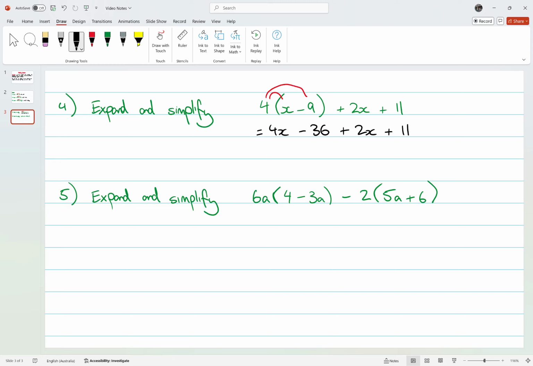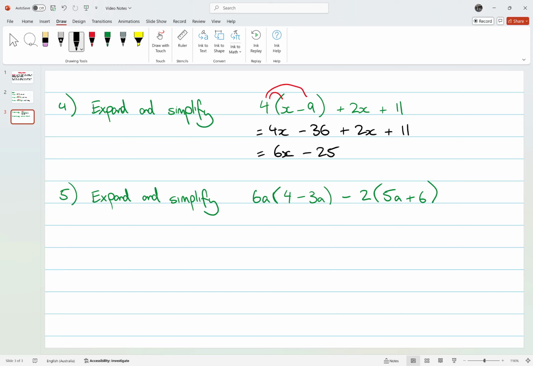I'm not multiplying the 2x and the 11 by 4 because that 4 is only related to the things that are inside the bracket. It has nothing to do with the 2x or the 11. Now that we have those, we can look to add and subtract our like terms. We can add the 4x and the 2x to give me 6x. Again, not 6x squared. You don't change the powers of letters when you're adding and subtracting. So 4x plus 2x equals 6x. And then negative 36 plus 11 equals negative 25.